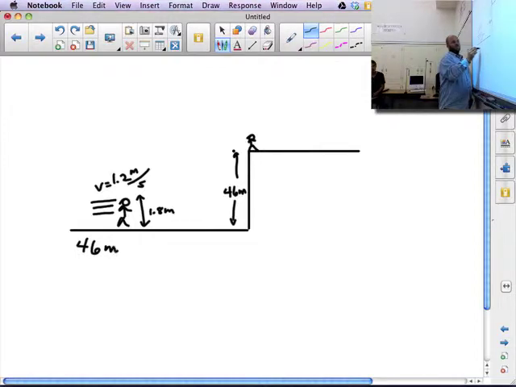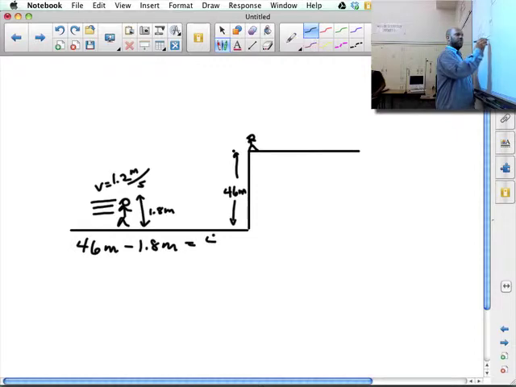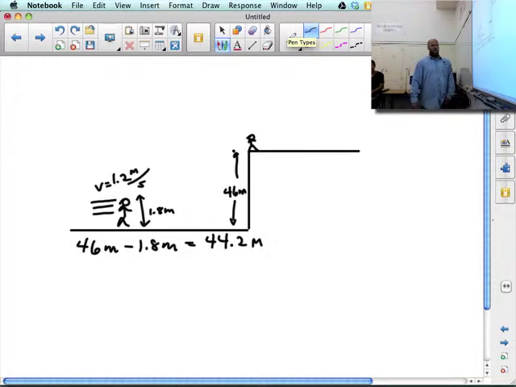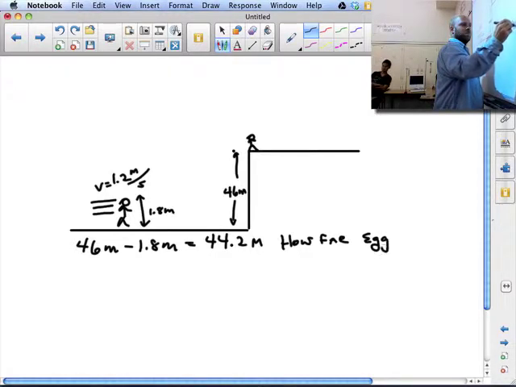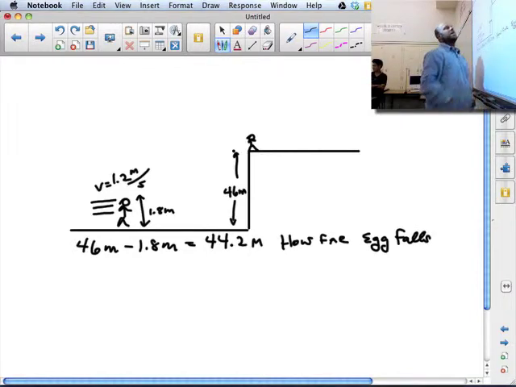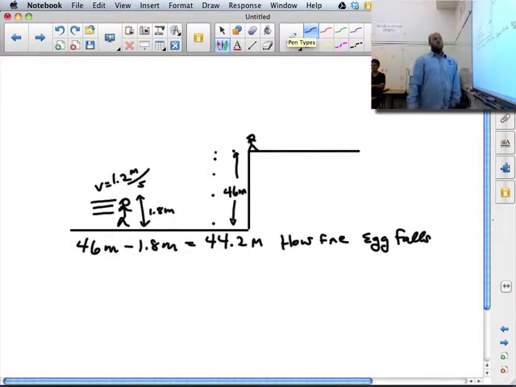46 meters minus 1.8 meters. And what's that? I need your help calculating stuff. 44.2. Okay. 44.2 what? Meters. All right, and this is how far the egg falls. Do you know the height of the student dropping it? What are we assuming about the dropping? Drop it from building height. We're dropping it right there, and then it speeds up. I'll do a little baby motion map. You guys cool? So it's going to do that.